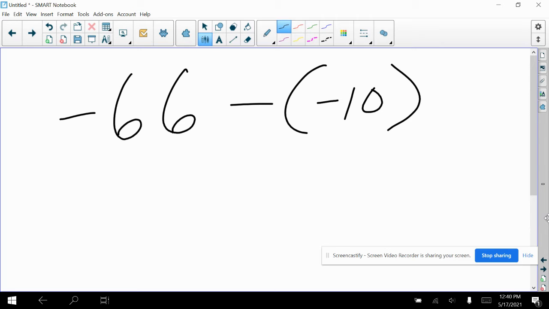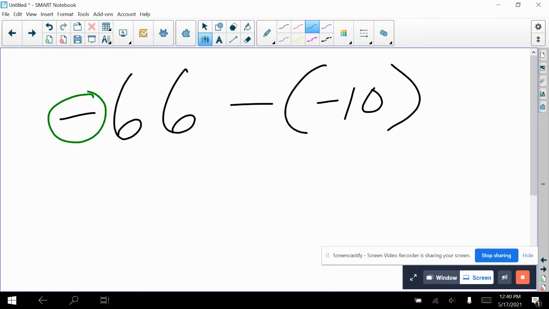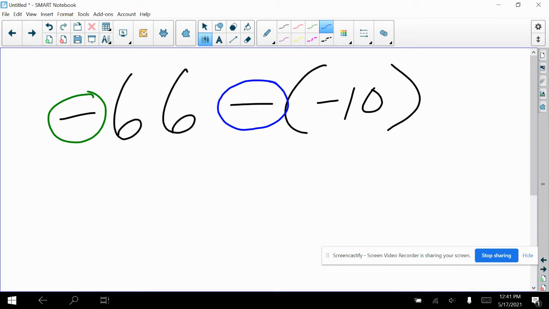Okay. So yes, Maggie, you are partially correct. So let's talk about this out here. This is definitely a negative. That is correct. Okay. How do we know that the one in blue there that I'm circling, is that a minus or a negative sign? And how do you know, Andon?